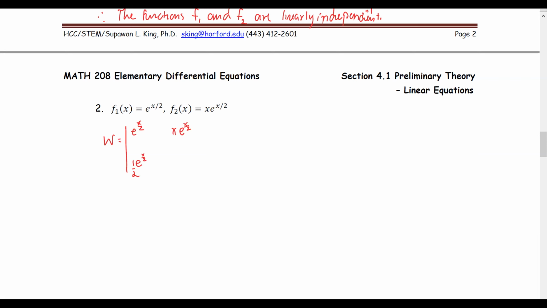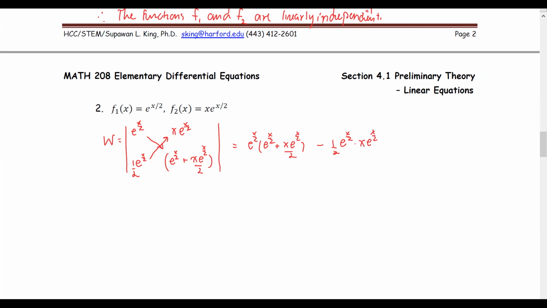And the second function is in product form. We're going to use the product rule to get e to the x over 2 plus x times e to the x over 2 divided by 2. Find the determinant. Multiply crossway down: e to the x over 2 multiplied by e to the x over 2 plus x e to the x over 2 divided by 2, subtracted by multiply crossway up, which is 1 over 2 e to the x over 2 times x e to the x over 2.